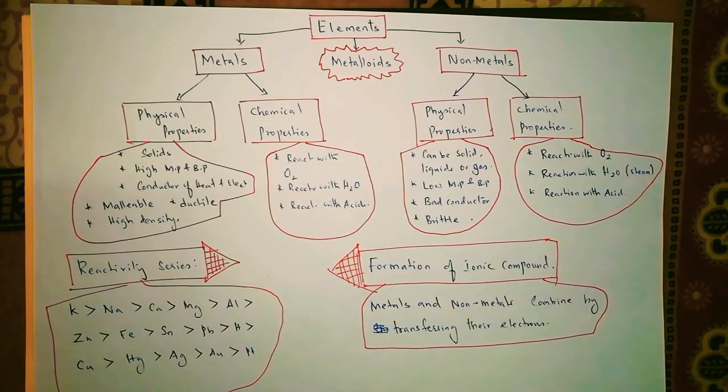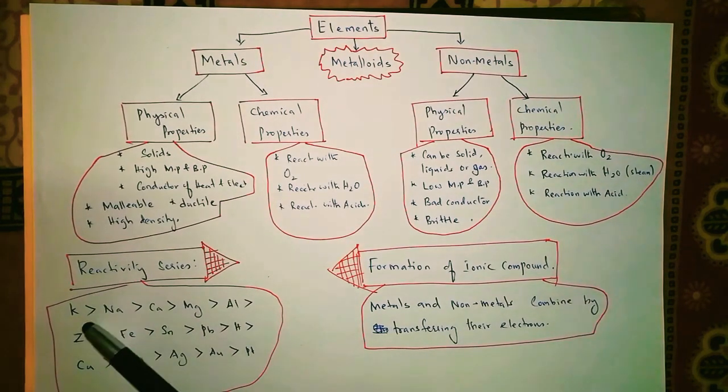So we'll be learning everything about the physical and chemical properties of metals and non-metals. Okay, this is the basic way we're going to start this chapter. After that we'll be learning the reactivity series of metals. The reactivity series is nothing but the reactivity property. Some metals are highly reactive and some are least reactive, and we are going to arrange them in an order.